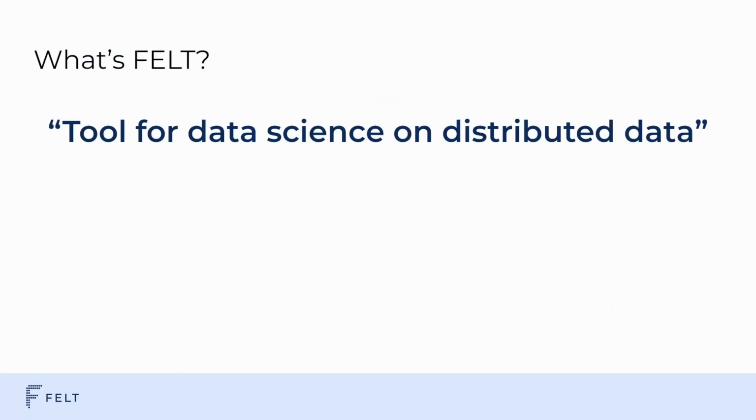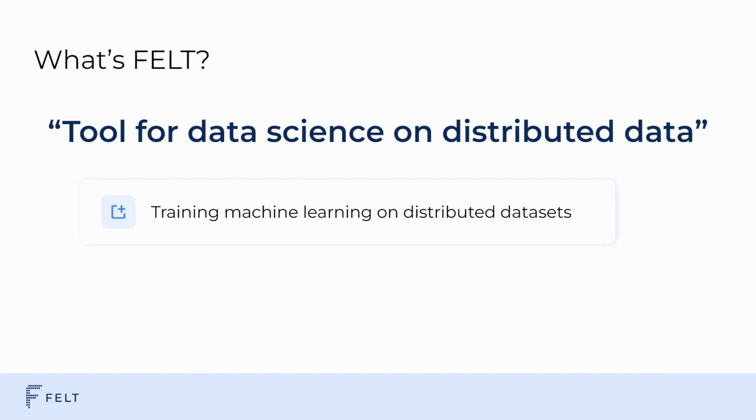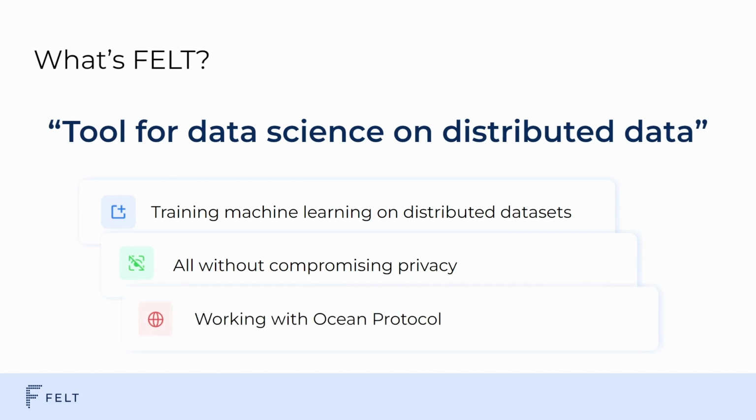So actually, what's Felt doing in all of this? Felt is a tool for data science on distributed data. We allow you to train machine learning models or compute some basic statistics on distributed data, and all that can be done without compromising the privacy of the data. And for that, we are using Ocean Protocol, which is a blockchain-based tool for data marketplace and data management. And one of the cool things provided by Ocean is the compute-to-data access, which allows you to run computations on data without actually seeing the data. And this is used a lot in Felt.